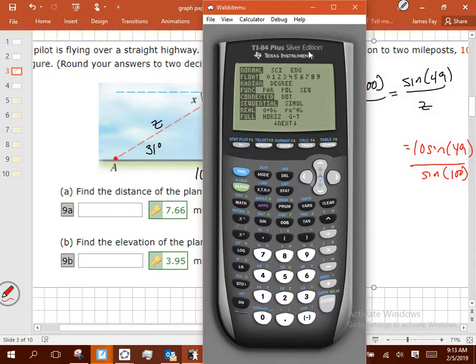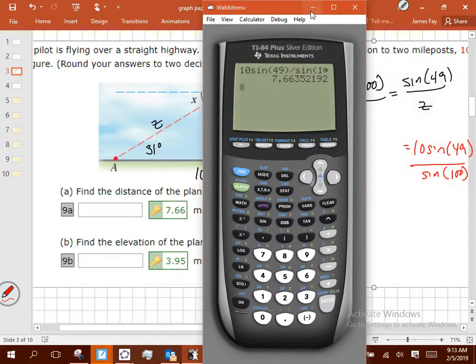When you are using one of my classroom calculators, you don't know who had it before you, right? The person that had it before you, their last problem might have been in radians. They've changed it, you grab it, your first problem's in degrees, and you don't change the mode, you're going to be wrong, right? So make sure that you're always paying attention to that. So I'm going to go over to degrees. Got 10 sine of 49 divided by sine of 100. It should give me that 7.66 number.